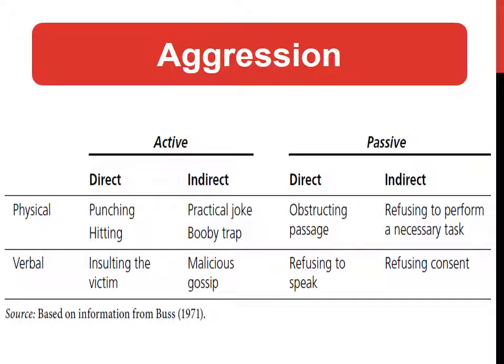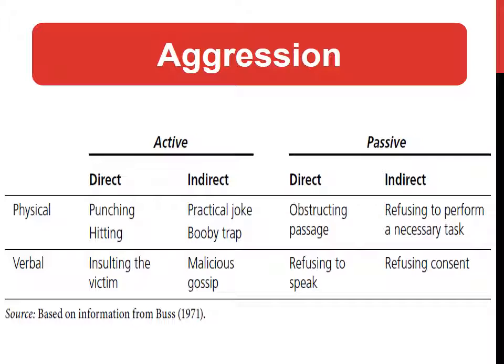Examples of direct physical active aggression is punching somebody or hitting somebody, whereas indirect physical aggression that is active in nature could be when you play a practical joke on someone or you set a booby trap. So it's not so clear who the perpetrator was in the first place.